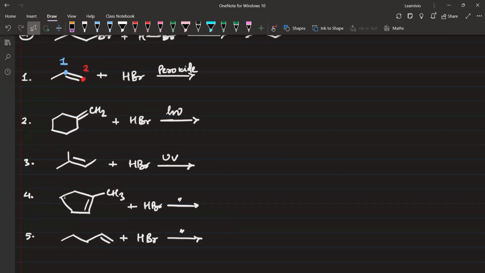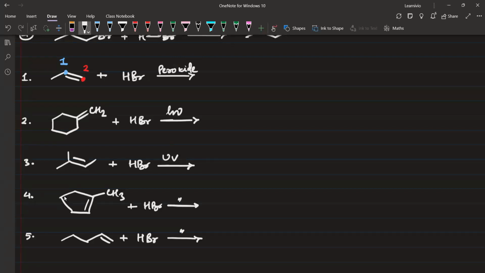Yes, sir, but if in exams they ask to do these reactions, they won't specify whether it's anti-Markovnikov rule or just like that, using helpers. Obviously, yeah, sure. No, they will not specify, but peroxide, hν, UV, all of these things tell you that it is anti-Markovnikov.